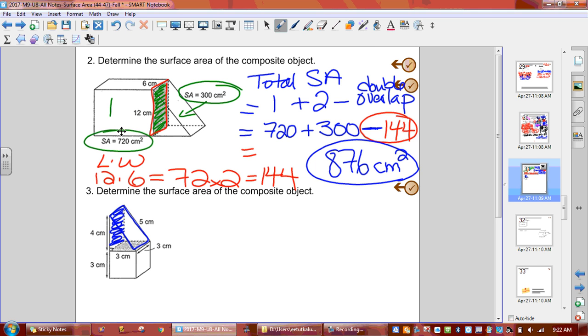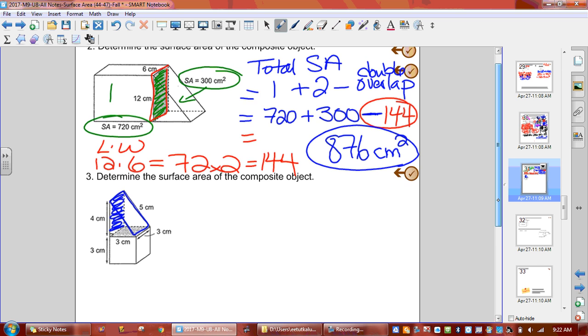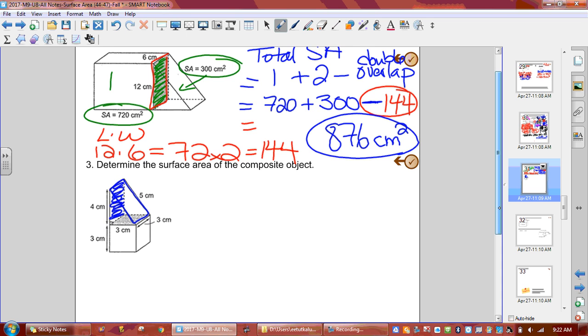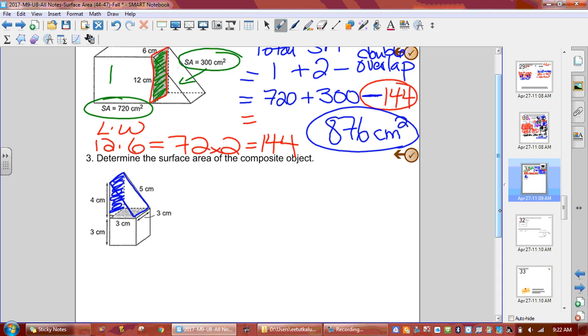Number 3, we need to find, again, 2 different objects. So it's going to be object 1 plus object 2, subtract the double overlap. That's what it always is. So let's find object 1, this triangular prism. So we've got our triangle piece, and then we've got 3 rectangles. So let's put the dimensions on. We've got 4 and 3 for our triangles.